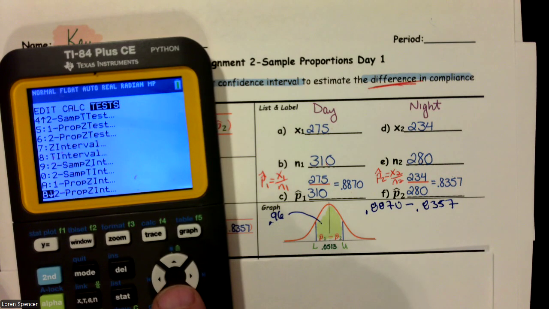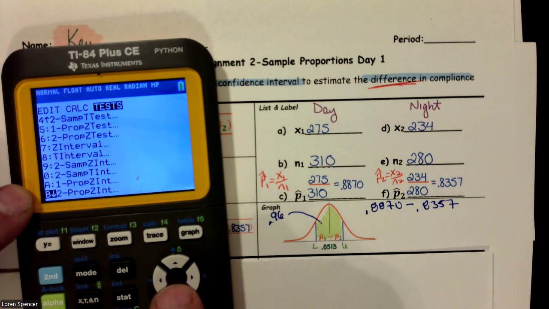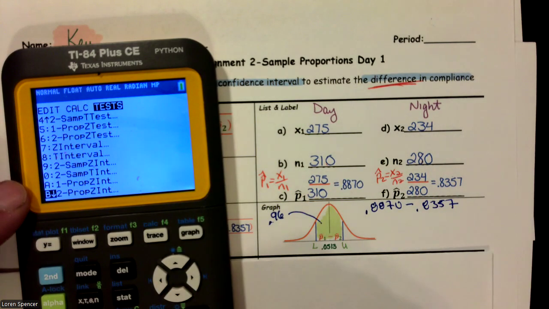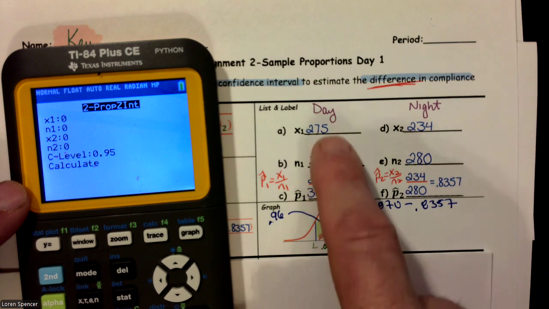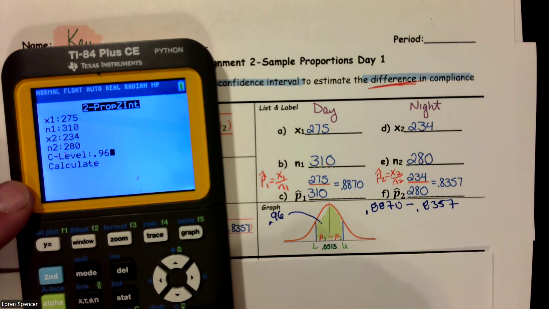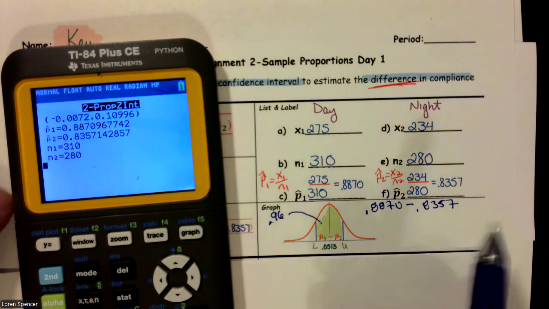We're going to have to scroll a ways. Excuse me, two proportion Z interval, because we have two different proportions. X1 was 275. N1 is 310. X2 is 234. N2 is 280. And we need a 96% confidence interval. And there it is.